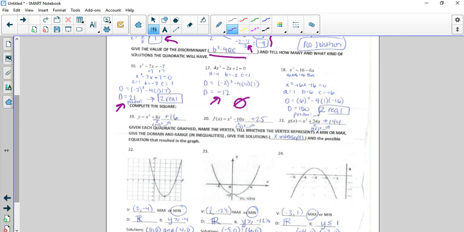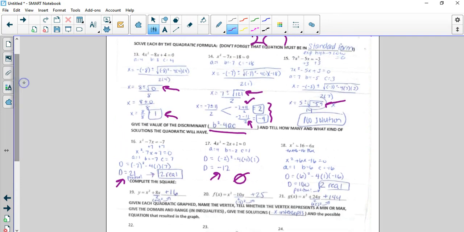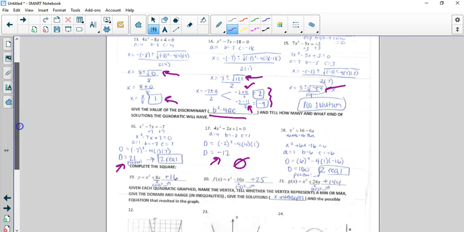And number 18, again, positive, two real answers. If you got 0, like we did on the previous problem up here, number 13, then it'll be one real answer.